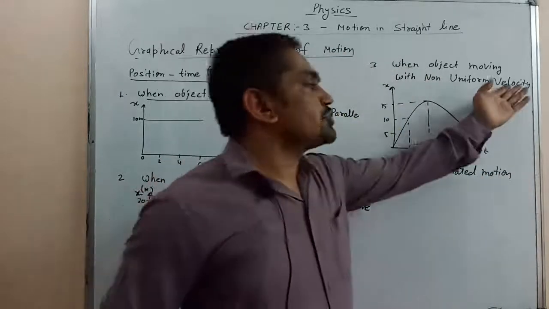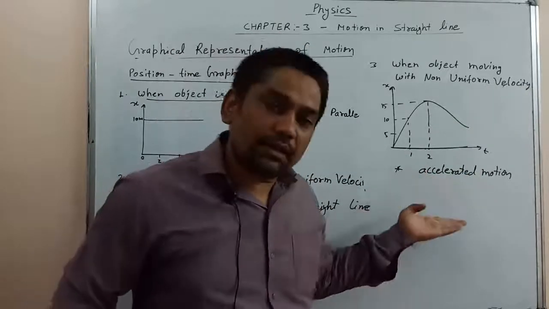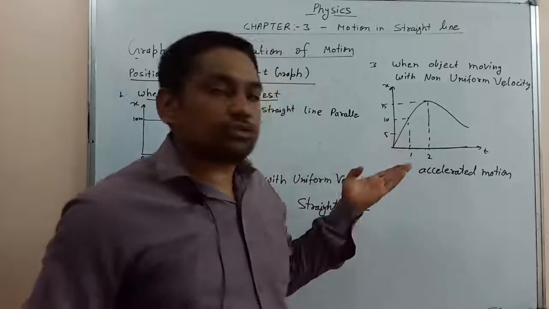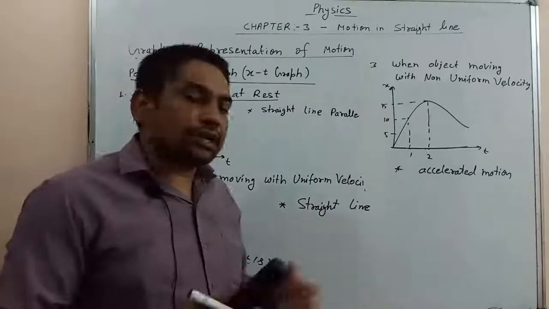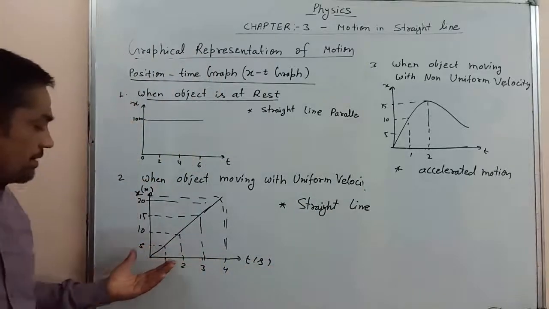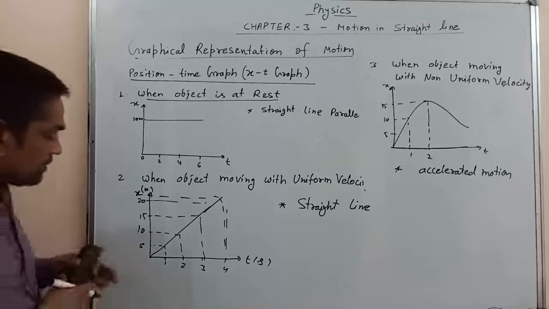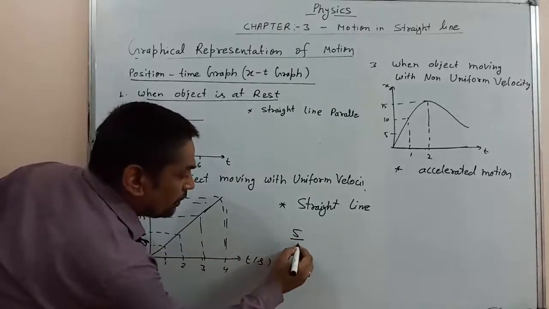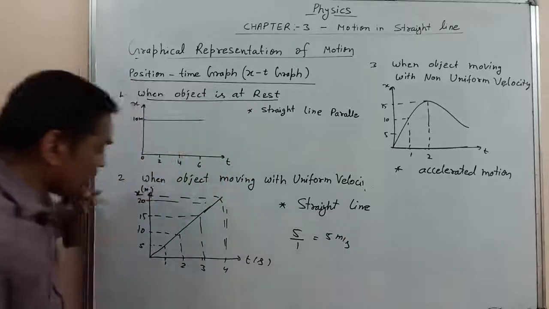If the velocity changes with respect to time, the change in velocity with respect to time is called acceleration. So this kind of motion is also called accelerated motion. Here the velocity changes. Here the velocity is the same every time, because velocity is displacement upon time. So what is the displacement? 5 upon time 1. So what is the velocity? 5 meter per second.